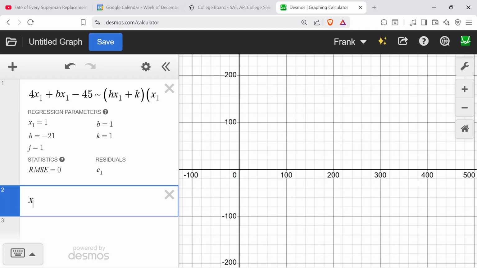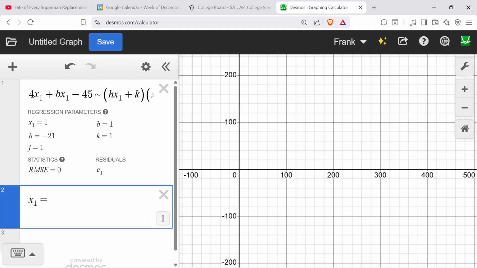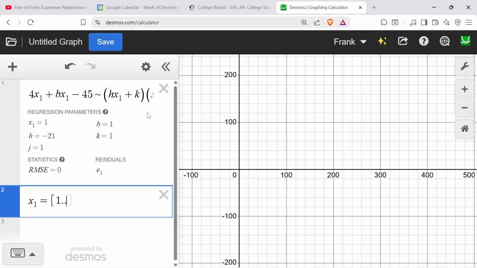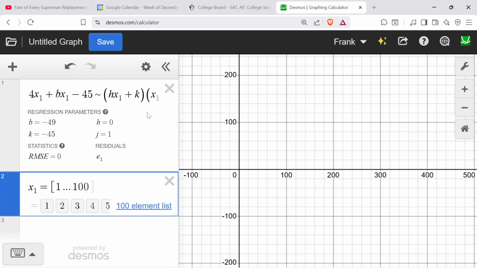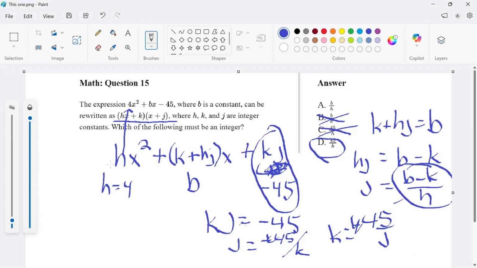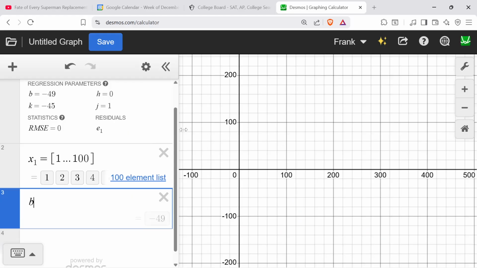So I'm going to put some values for x1, and I could put 4 values, maybe 5 values. What if one of those repeats? But to really make sure, I'm putting 100 values. 1 to 100. x1 equals 1 to 100. And now I get specific values for b, k, h, and j. And now I will put in the different answer choices. b over h.